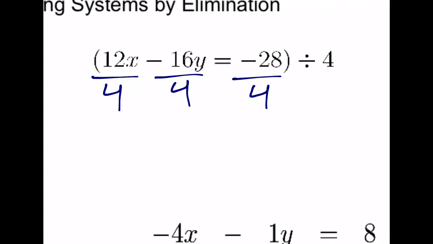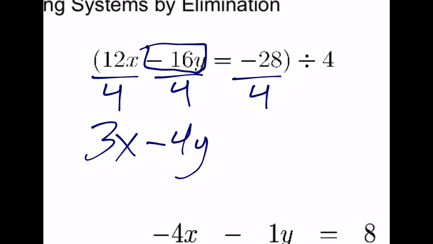So here on the left, 12 divided by 4 gives us 3, and the variable comes down. Remember that we're not just looking at 16 divided by 4, but the negative goes with this term. So that's why our answer is minus 4, and then the y comes down. And finally, this is all equal to a negative 7, because negative 28 divided by positive 4 is negative 7.